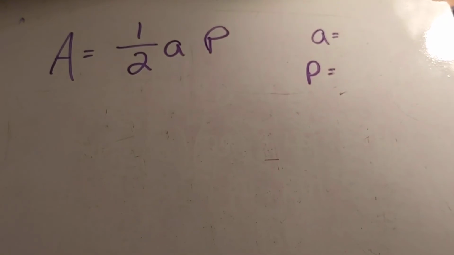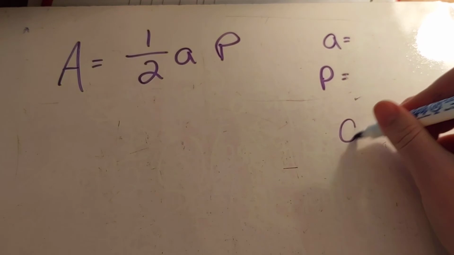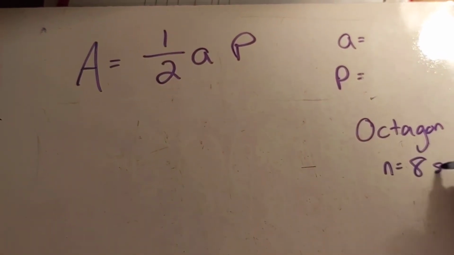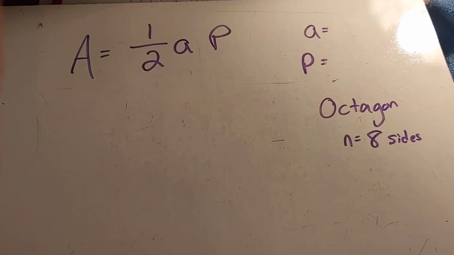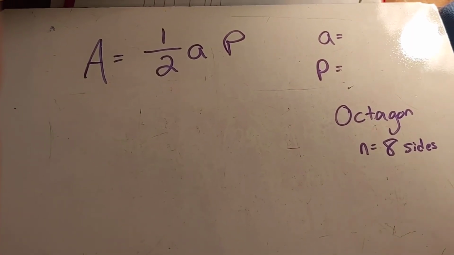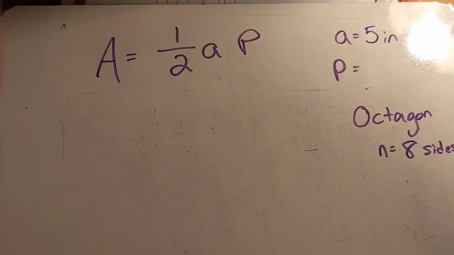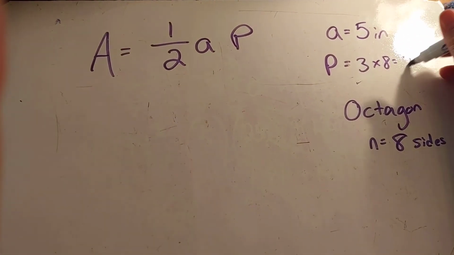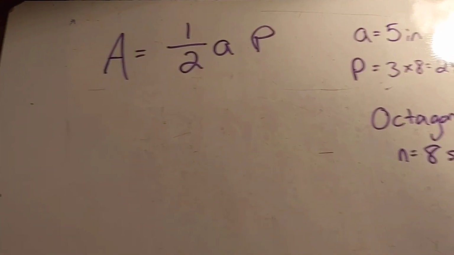All right, the third most commonly missed question said, what is the area of a regular octagon? If I'm thinking about an octagon, that means n equals 8 sides. What is the area of a regular octagon with a side length of 3 inches and an apothem of 5 inches? So I know my apothem is 5 inches. If my side length is 3 inches and I have 8 sides, then my perimeter must just be 3 times 8, or 24 inches.